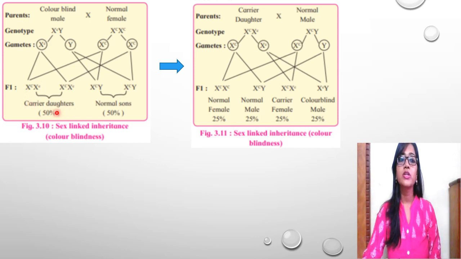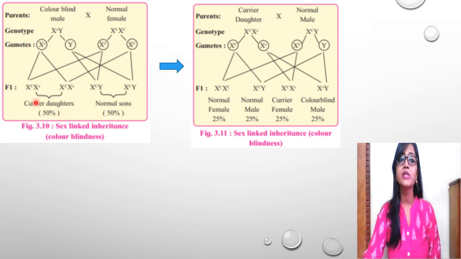There are 50% daughters which are formed. These are carrier daughters, okay, and normal sons. So sons, they are males, they are with the normal characteristics, so they do not suffer from color blindness, okay. But the daughters, the females, they carry the color blindness gene.